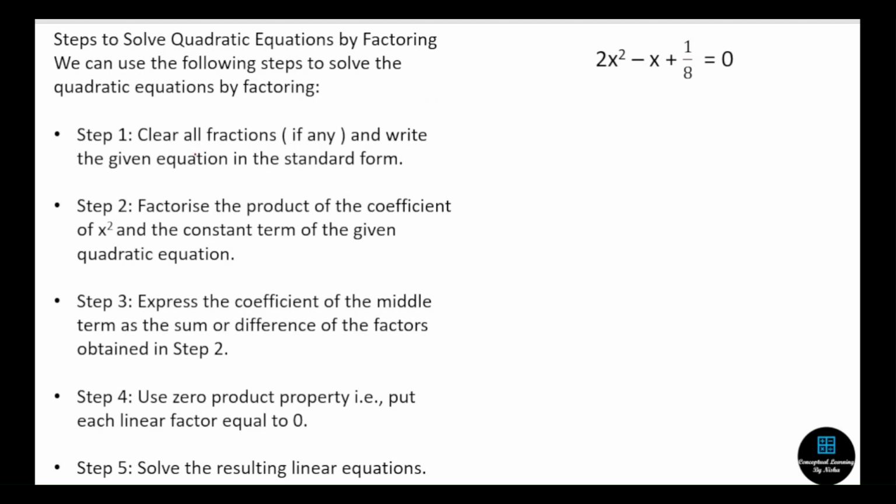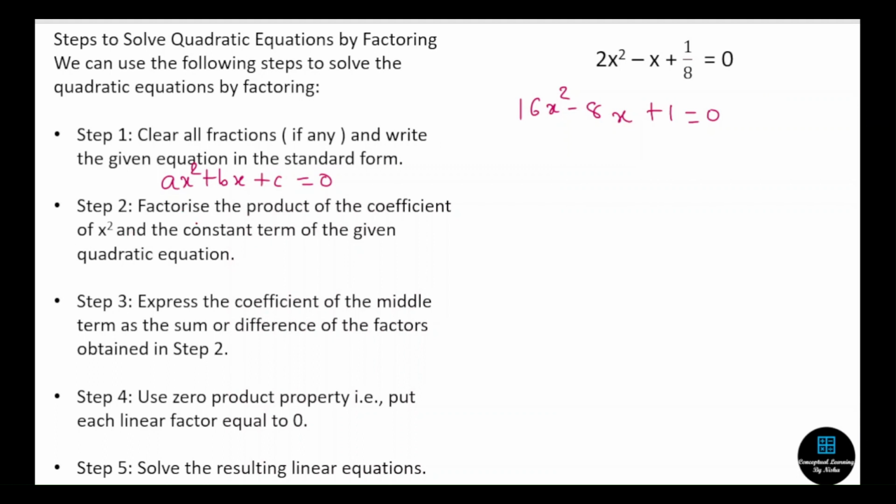Step 1. Clear all the fractions, if any, and write the given equation in the standard form. Remember the standard form is ax square plus bx plus c equals 0. So let's convert this fraction 1 upon 8. We'll multiply all the terms by 8 to get rid of this denominator. So what do we get? 16x square minus 8x plus 1 equals 0. So we multiplied all of them by 8, and now this is the standard form of the quadratic equation.